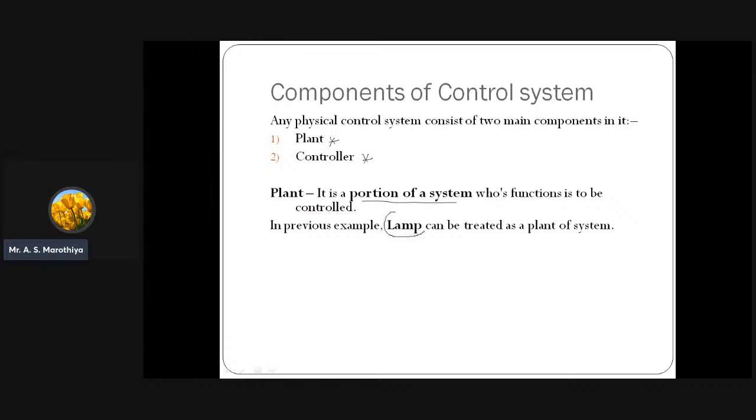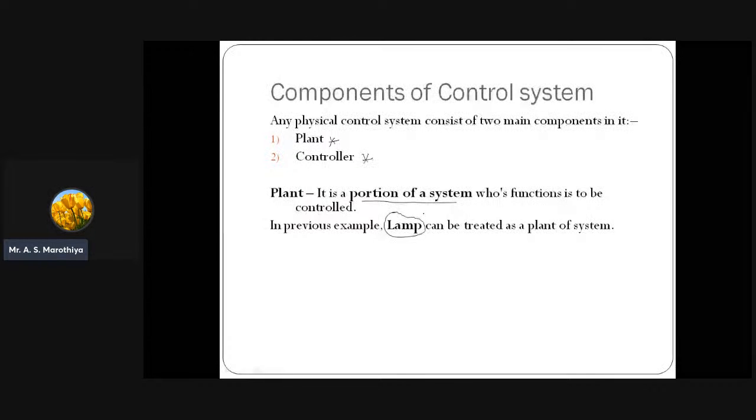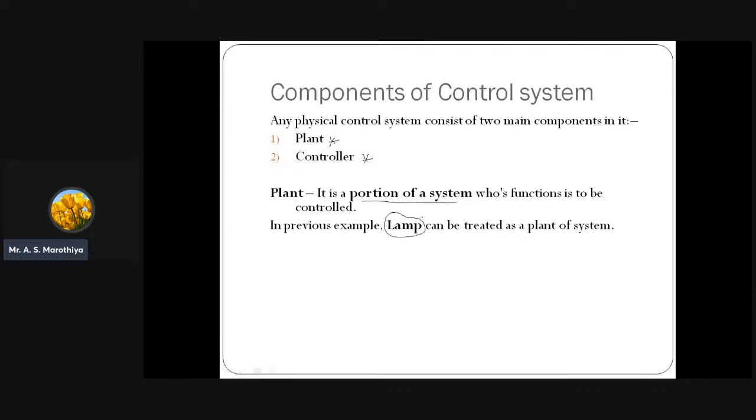Why? Because here in this particular system, our objective is to control the state of bulb. For example, if you open the switch, then in that case the state of lamp is off. If you close the switch, then in that case the state of lamp is on. So lamp is the portion of that particular system, and our objective is to control its function. That is important. So what is plant? Plant is nothing but the portion of a system whose function is to be controlled.